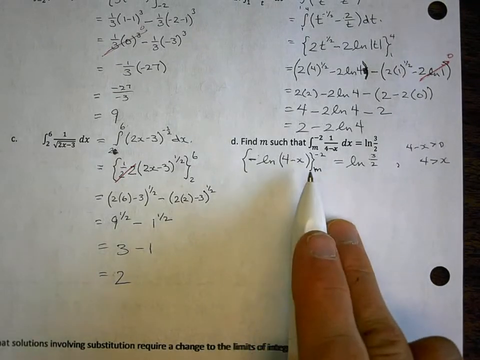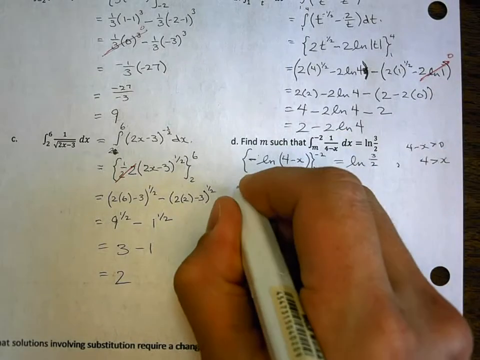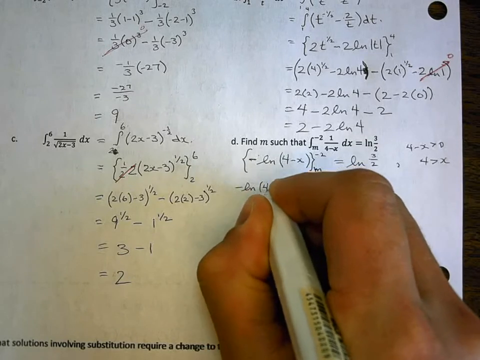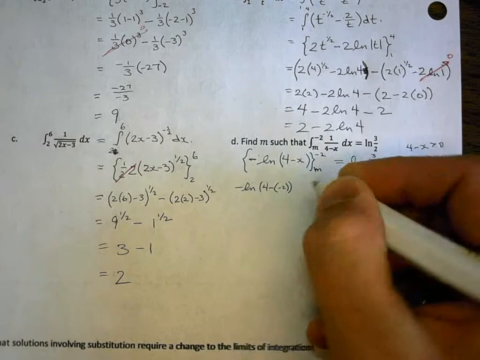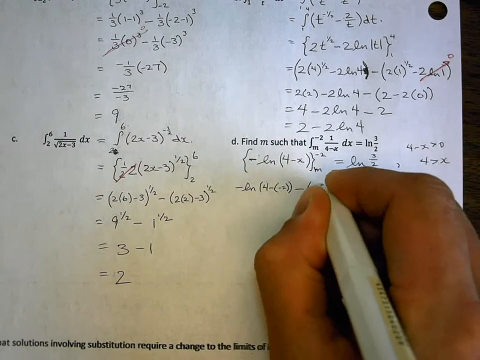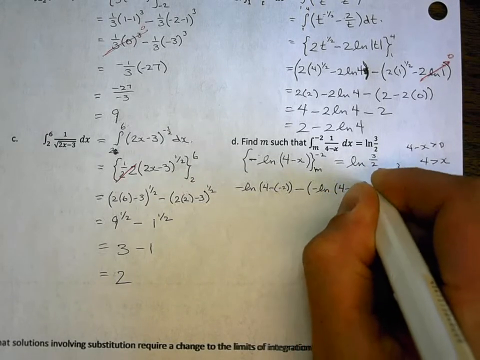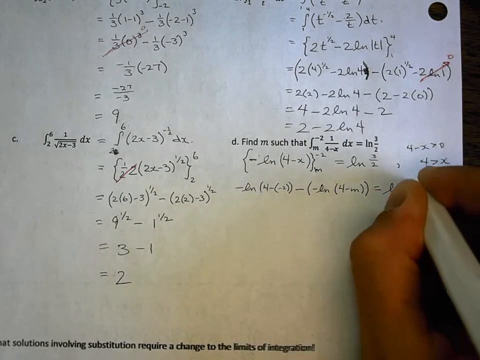Okay, the only thing I can possibly do now is sub in my values and see what happens. So I end up with negative ln 4 minus 2, minus negative ln 4 minus m, and that is equal to ln 3 over 2.